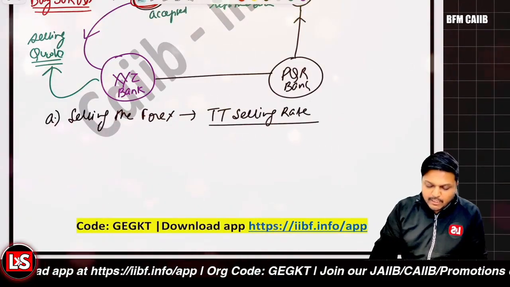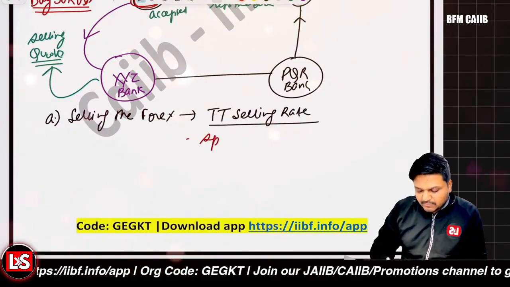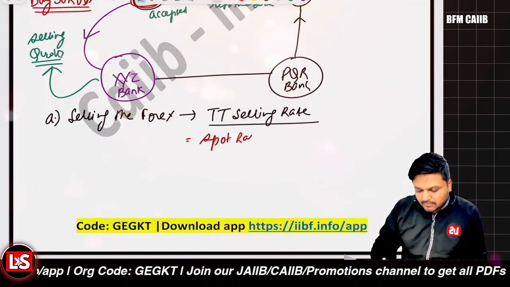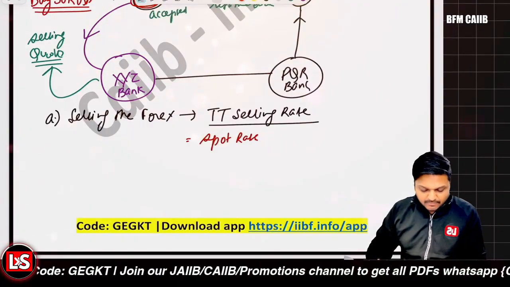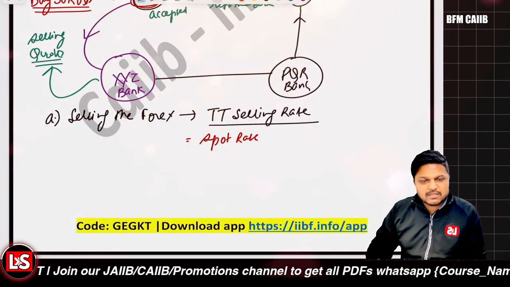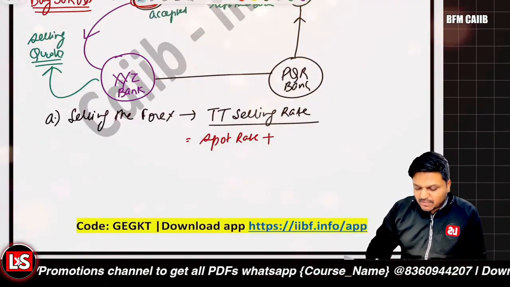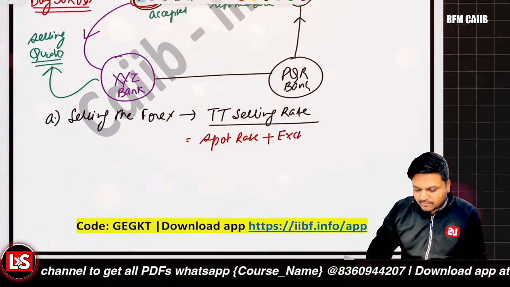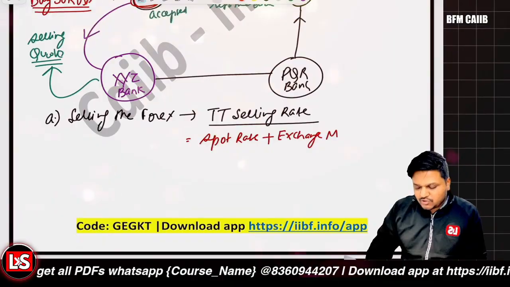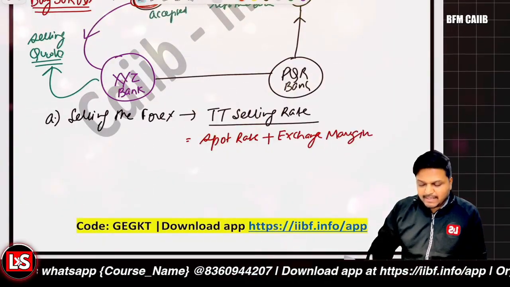What was the formula related to it? Very easy. Spot rate, and in case of selling, the exchange margin is to be added up. The exchange margin would be added up.